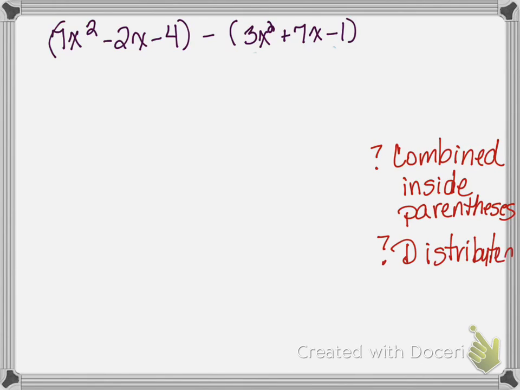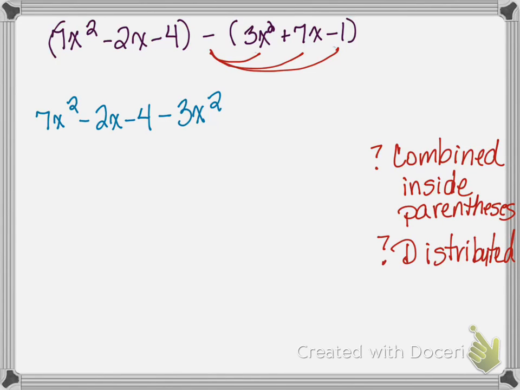Yes, we have to distribute the minus, and that is a huge place that students make mistakes. You've got to take this negative and give it to everything inside of this trinomial. So what we have is 7x squared minus 2x minus 4. I subtract 3x squared. My +7x becomes -7x. My negative and negative becomes +1. So I have distributed that to the entire trinomial.